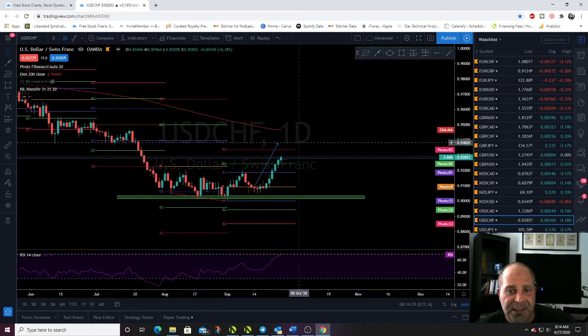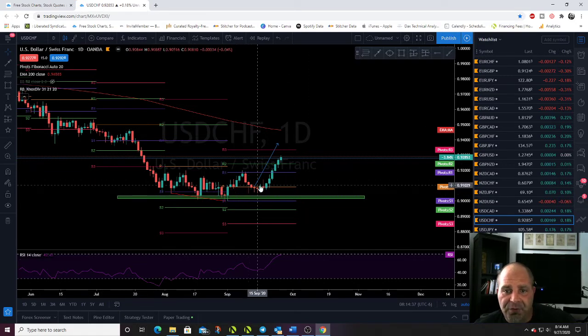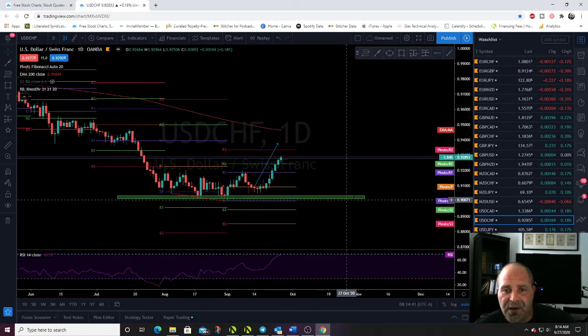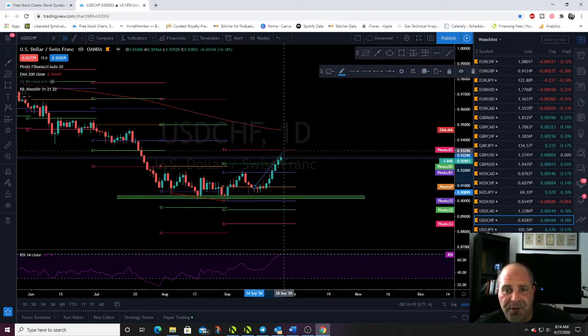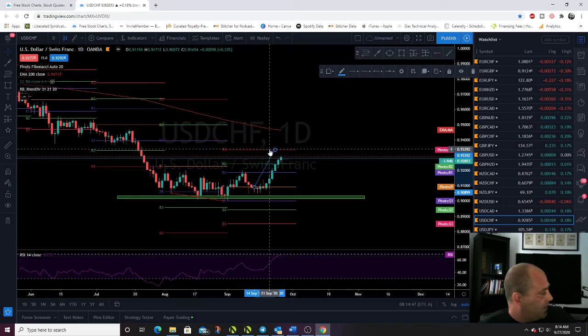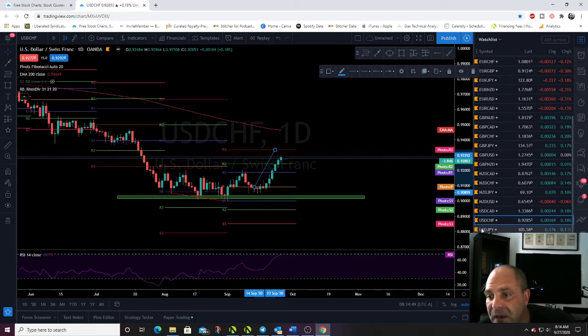USD Swiss franc, same thing. It's making a run. It was sitting on the monthly pivot down here in our bullish zone. We got that good run. I'm almost confident we're going to hit that monthly R3 level.